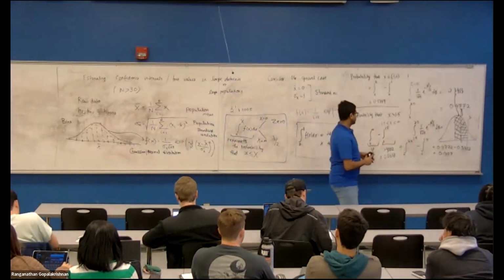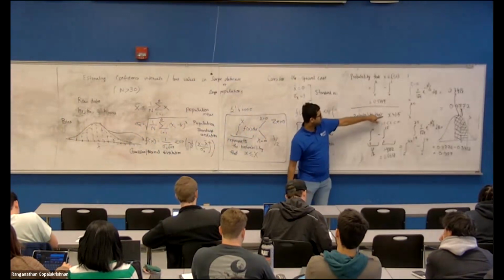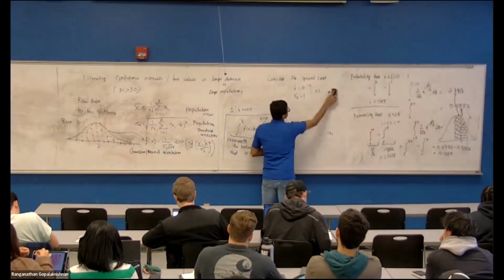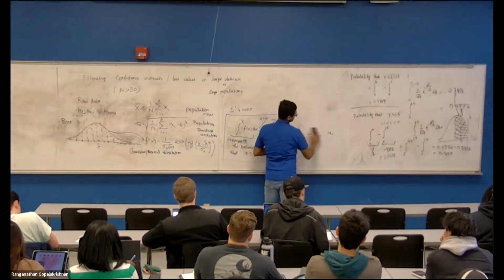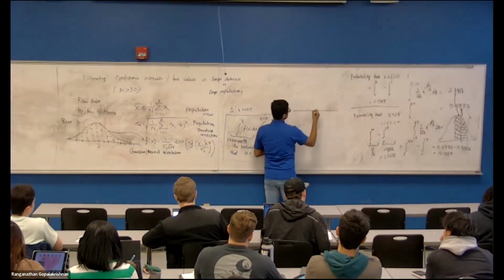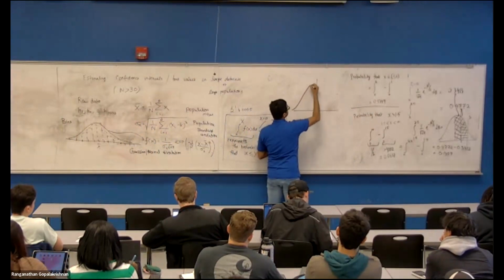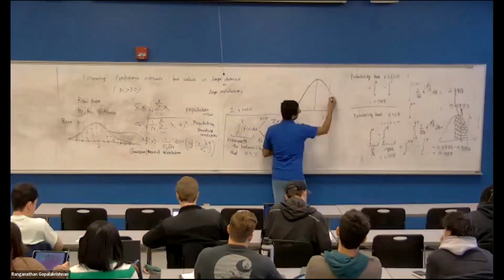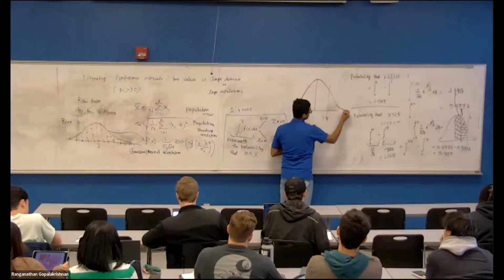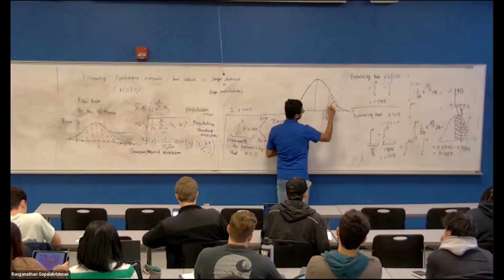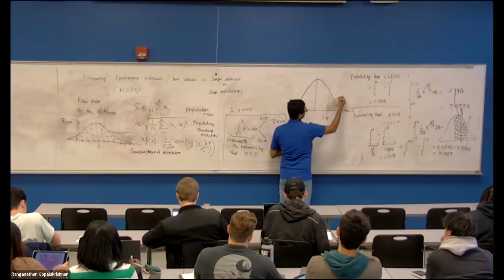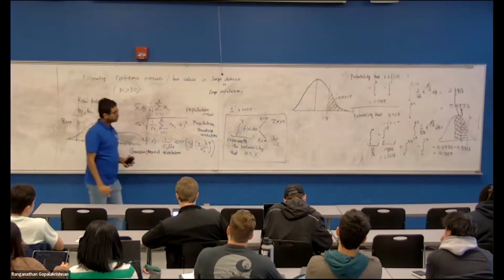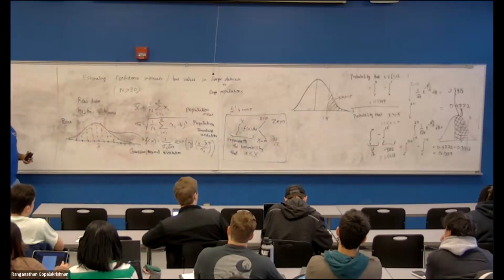If I ask you to shade the area that is represented by x greater than 1.5, what will you do? You draw the bell curve. And here is 1.5, let's say. Everything between 1.5 to infinity.